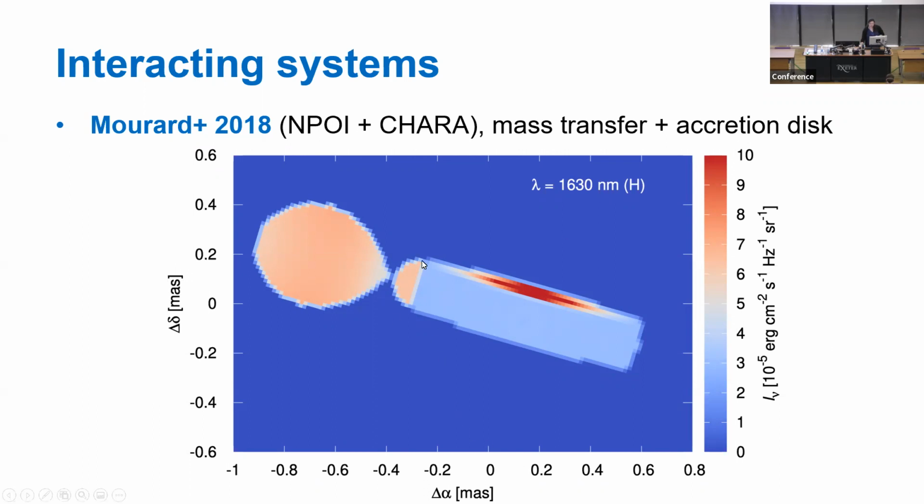And also some evidence of a hotspot on the accretion disk, maybe due to the material actually transferring onto the disk, maybe just due to reflection from the Roche lobe filling star. But it's great to be able to actually see different structures within the disk and look at mass transfer in action around these stars.